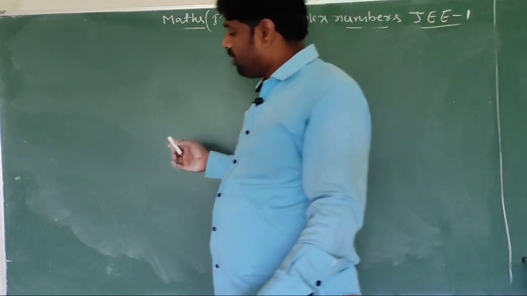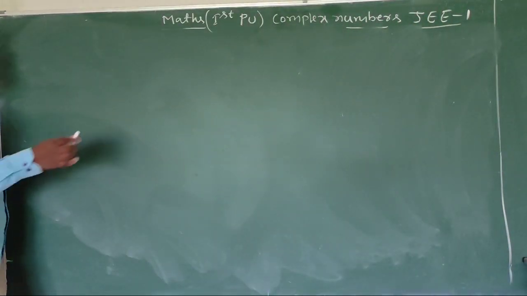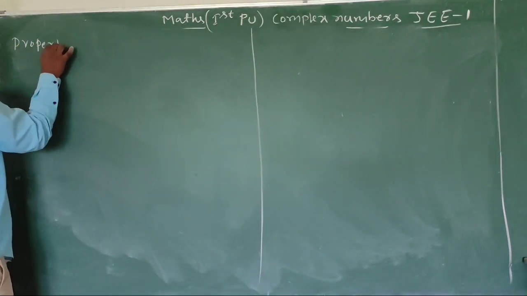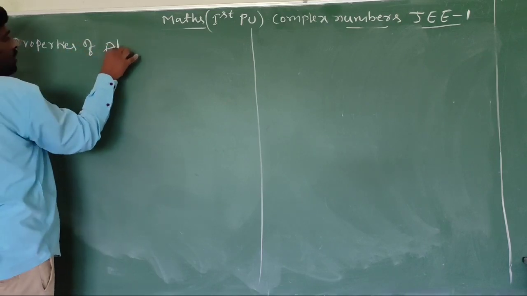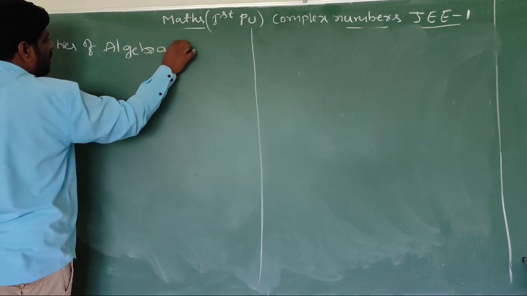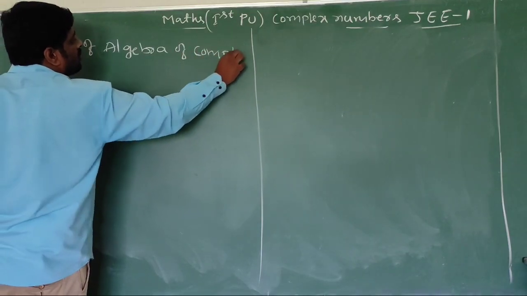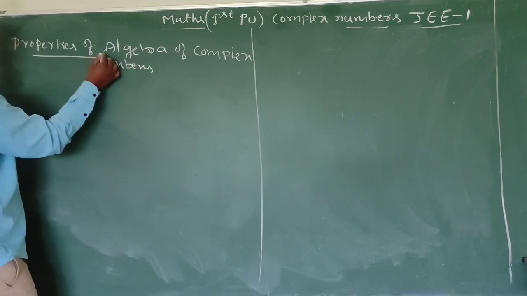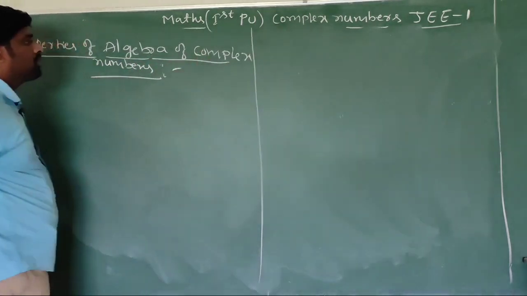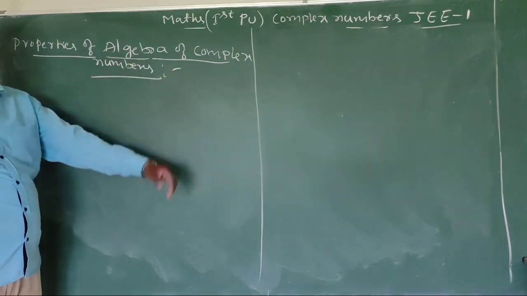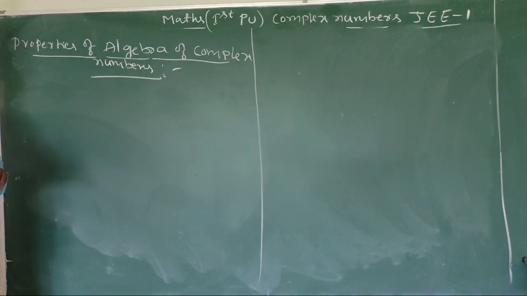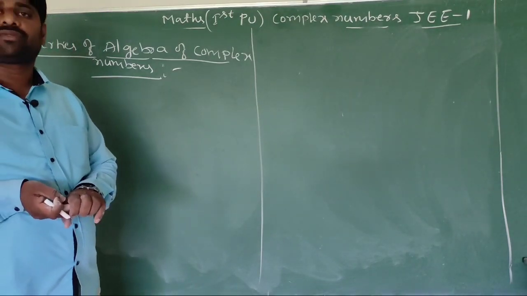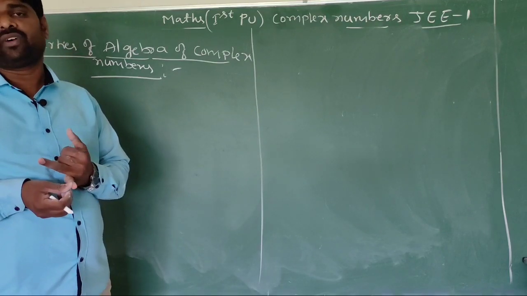Next, properties of algebra of complex numbers. Okay, so properties of algebra of complex numbers. So here commutative law is satisfied, associative law is satisfied, identity element is satisfied, multiplicative inverse is satisfied, additive inverse is satisfied.